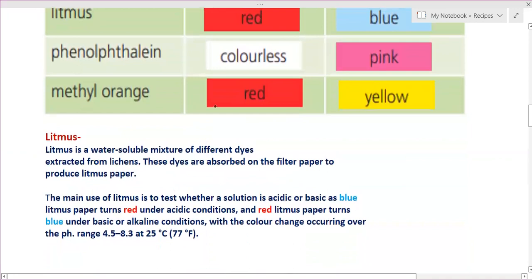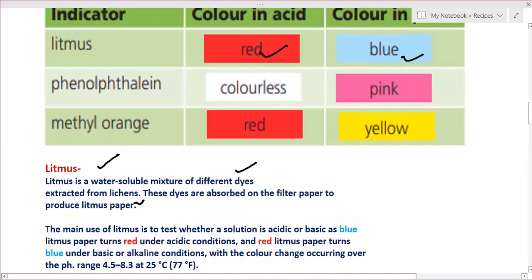Litmus. Litmus is a water-soluble mixture of different dyes. It is a very famous indicator. It is extracted from lichens. Lichen is an association of algae and fungi. These dyes are absorbed on the filter paper to produce litmus paper. The main use of litmus is to test whether a solution is acidic or basic, as blue litmus paper turns red in presence of acid and red litmus paper turns blue in presence of base.